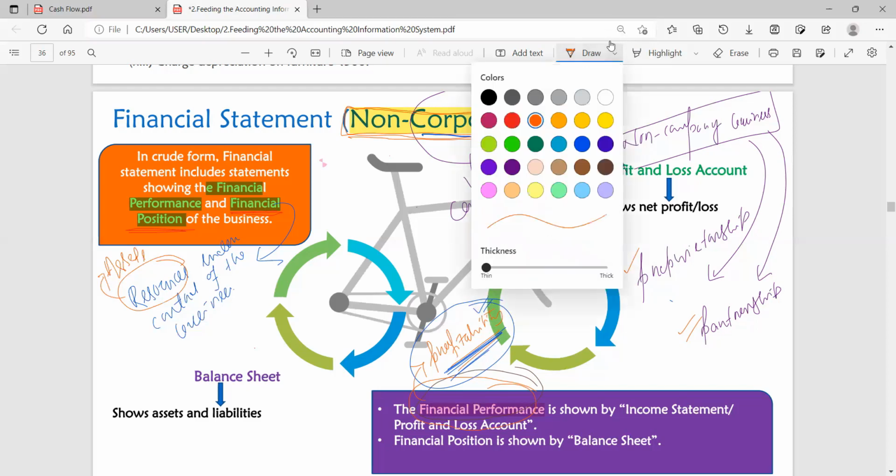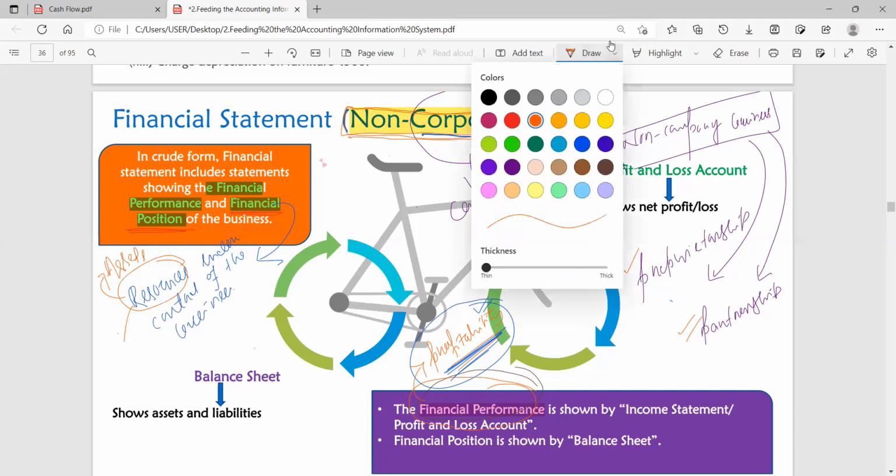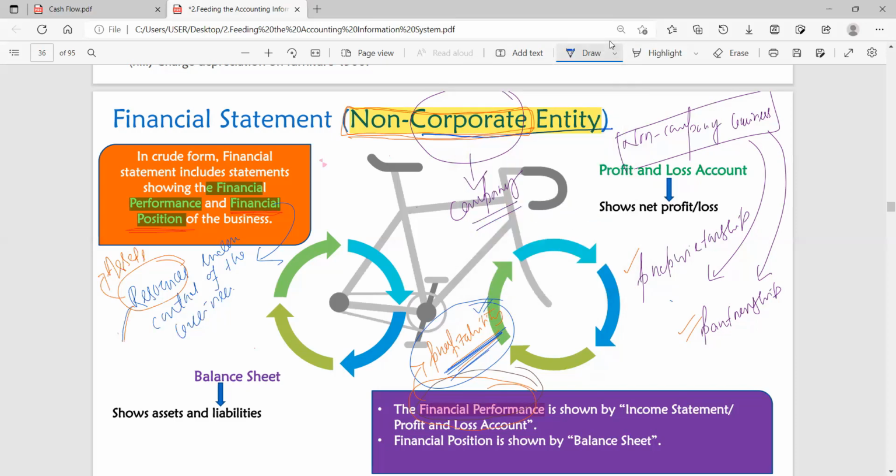And also these resources are created by the business with funding. There are lenders and there are owners, proprietors, partners. They fund to create resources for the business. So how are these resources funded? The funding part of it, the source of money to create these resources. Which are the sources of the funds with which we have created these resources.